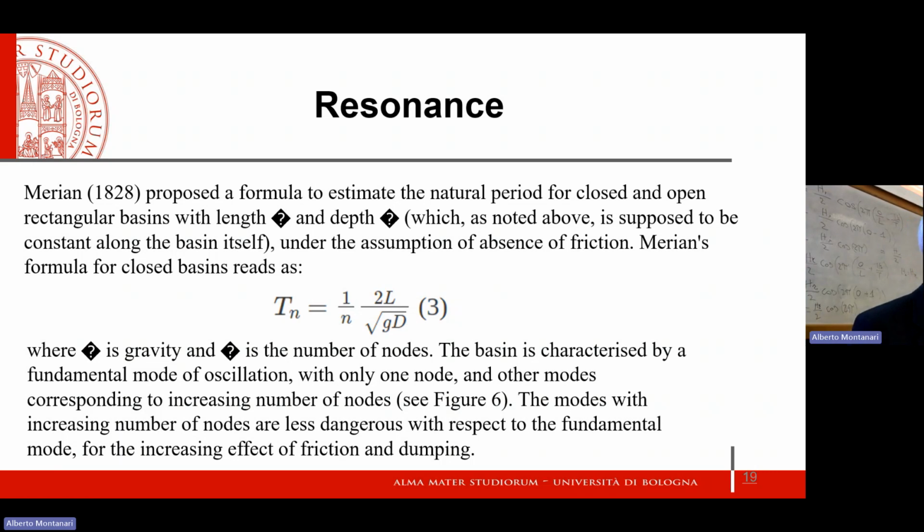first attempt to describe the natural period for closed and open rectangular basins with length capital L and depth capital D, which, as noted above, is supposed to be constant. The depth is assumed to be constant along the basins under the assumption of absence of friction. So the formula for closed basins is known as the Merian formula.